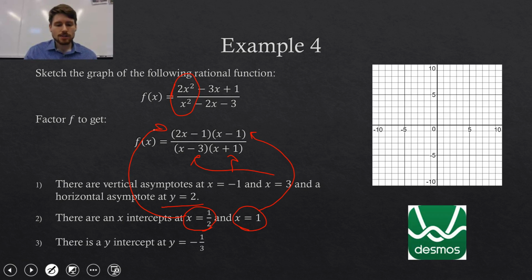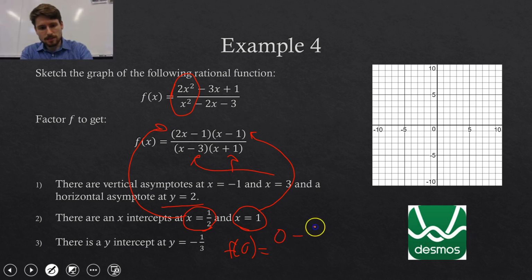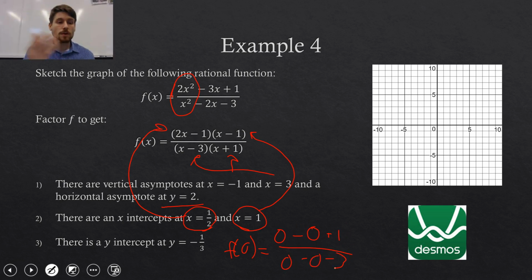There's a y-intercept as well, and that's when y equals negative 1/3. Okay, how did I find that one? Well, f of 0 equals 0 minus 0 plus 1 over 0 minus 0 minus 3. And that's just going to be 1 over negative 3. This is negative 1/3. That's an easy one to find. You just plug 0 in. It's the constant over the constant at the end.